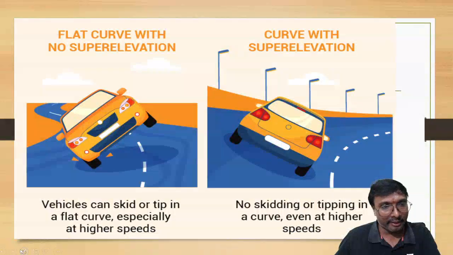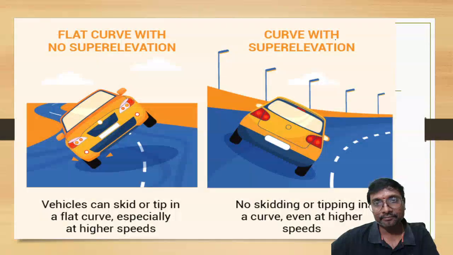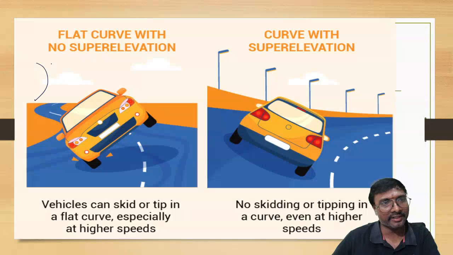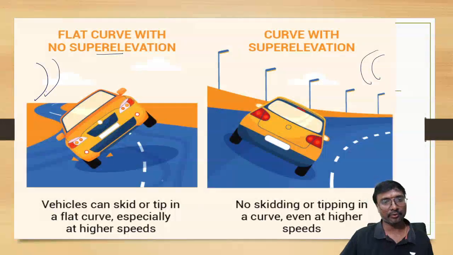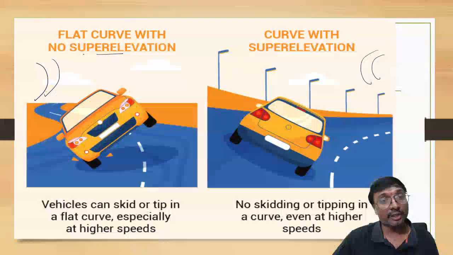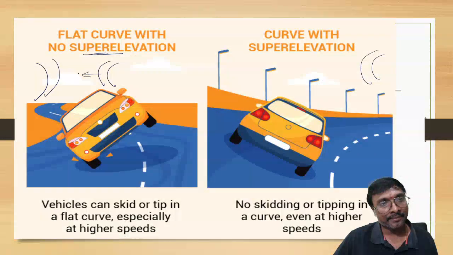Now, whenever you are having a vehicle, here this is a flat curve, right? If you just observe, the curve is like this, but what happens is it is not having any super elevation. So this is the curve you are having, that too with the super elevation. When the curve is not having super elevation, the vehicle will be subjected to overturning in this direction, the outer edge direction.